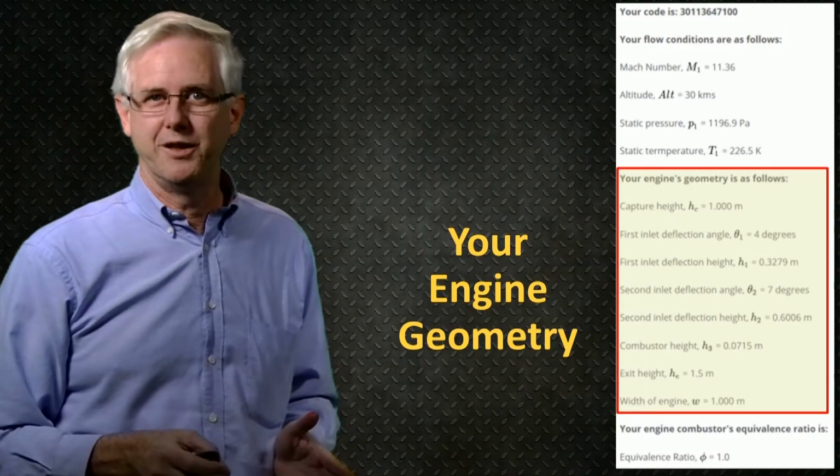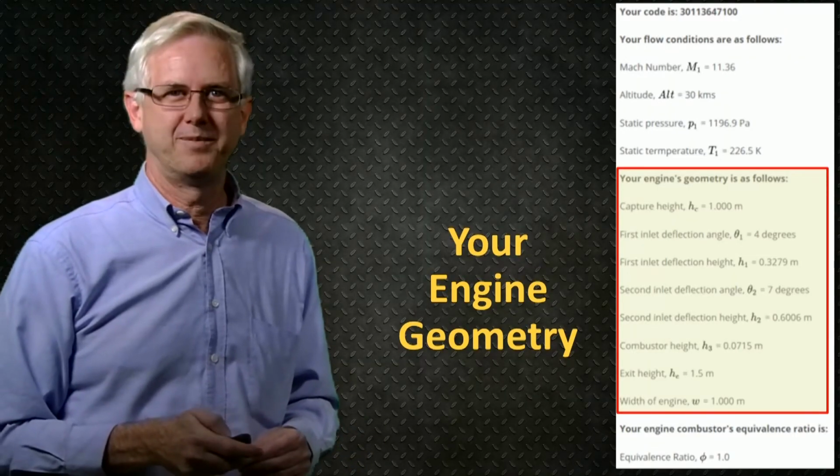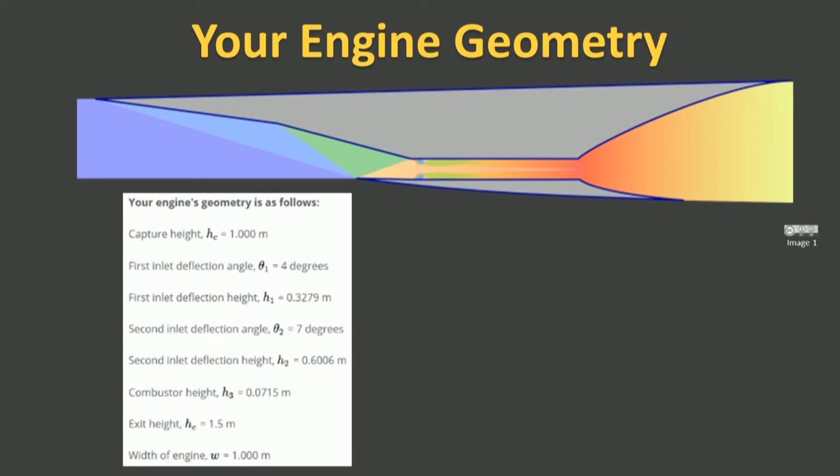The next information is about your engine's geometry. All engines are two-dimensional, and the width of your engine W is given at the bottom of this section of data. The width is the distance out of the screen. At the top of this section is your engine's capture height, HC. For all engines, we have set both W and HC to be 1.0 metres. So the capture area of all the engines is 1 metre by 1 metre, so 1 metre squared.